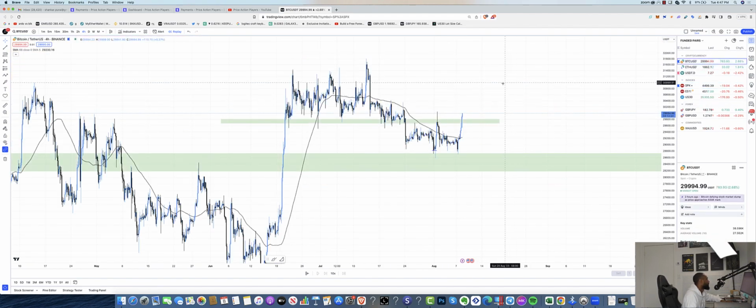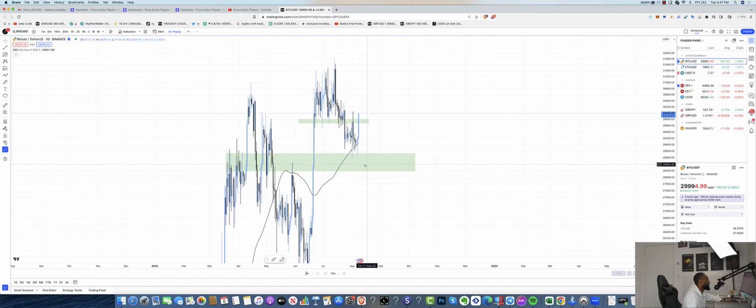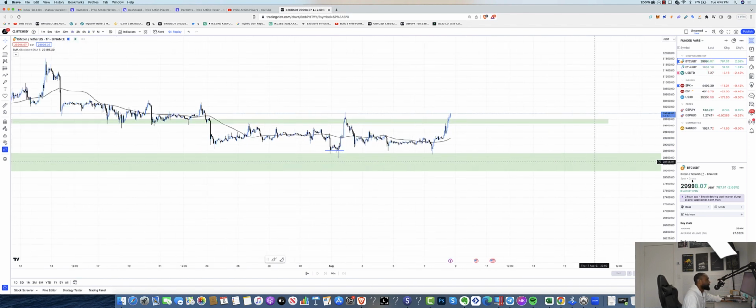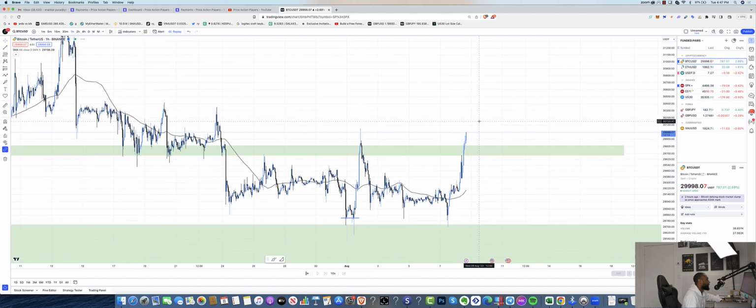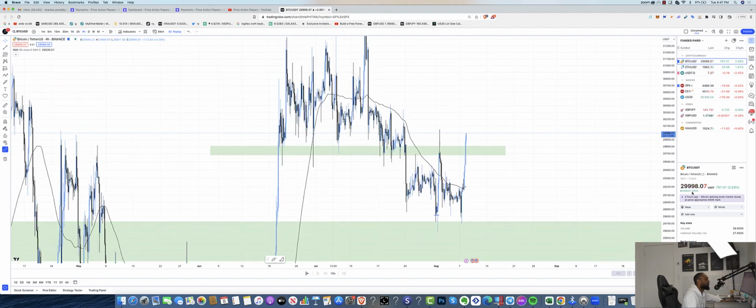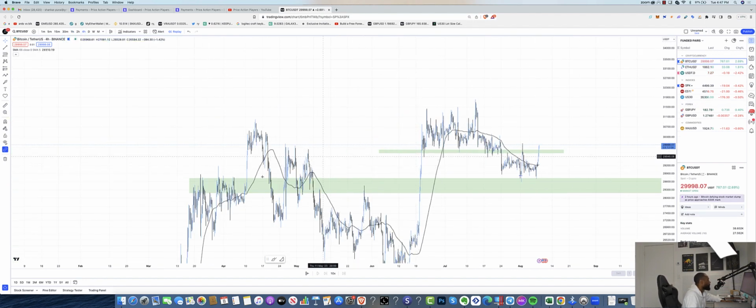So here for Bitcoin, guys, we got down to this area, and like I was saying in the previous videos, once we came down to the support zone, that would be the opportunity to buy. And you can see the price completely pushed up from that point. I draw these support and resistance areas for a reason, as these are key areas where people are waiting to buy, right?